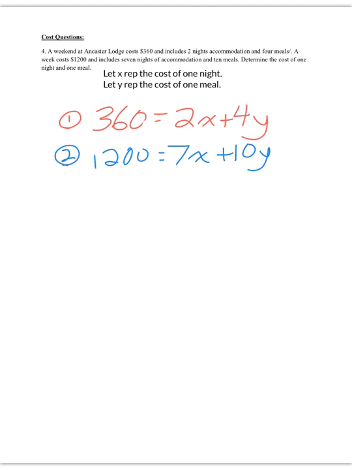So we have our 2 equations. We know that $360 is generated from 2 nights and 4 meals. $1,200 is generated from 7 nights and 10 meals. We have 2 unknowns. You can use substitution or elimination to solve this. I would highly recommend elimination. Substitution would get very messy. Whether you eliminate x or y is totally up to you. Again, I'm not going to solve this one for you because I think you can do it now. It's more the setting up that's difficult.